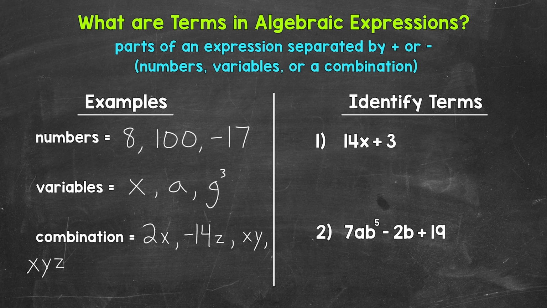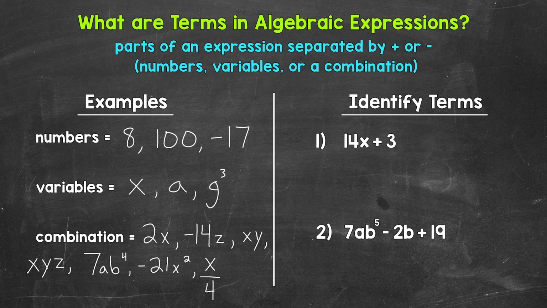We can also have numbers, variables, and exponents, so something like 7ab to the power of 4. So 7 times a times b to the power of 4. Or another example would be -21x squared. So -21 times x squared. And my last example is x over 4. So x divided by 4.